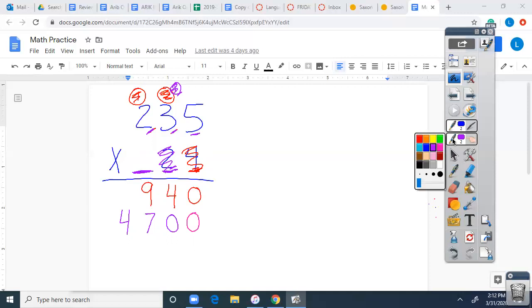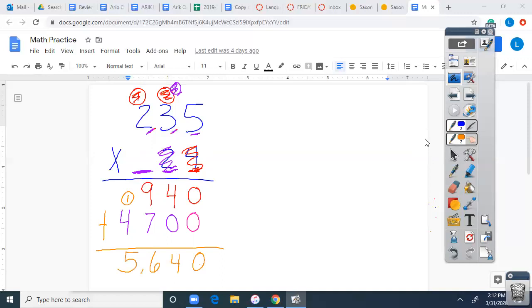So my last step is to add them all up. We've got a lot of colors going on here, people. All right, 0 plus 0 is 0. 4 plus 0 is 4. 9 plus 7 is 16, so I would carry my 1. 1 plus 4 is 5. So we've got 5,640. 5,640 is the answer to that. Okay, very, very similar to 2 by 2 digit multiplication, but you just have an extra number over here.